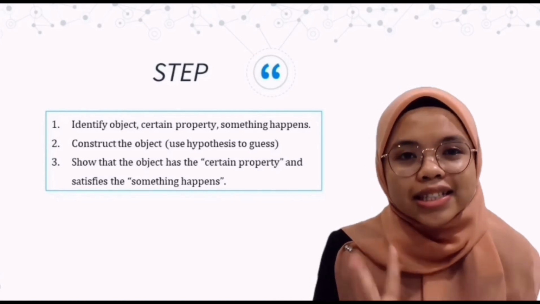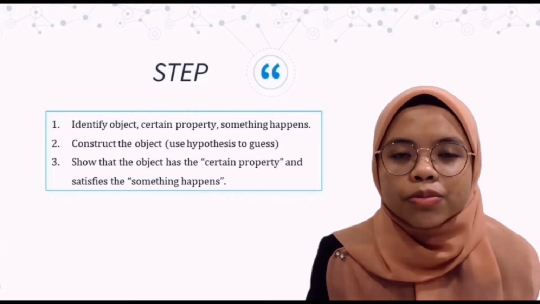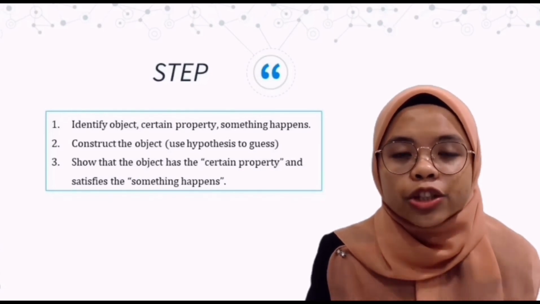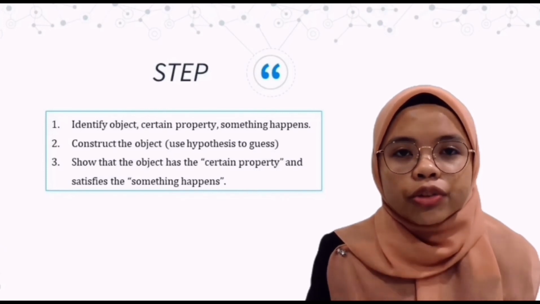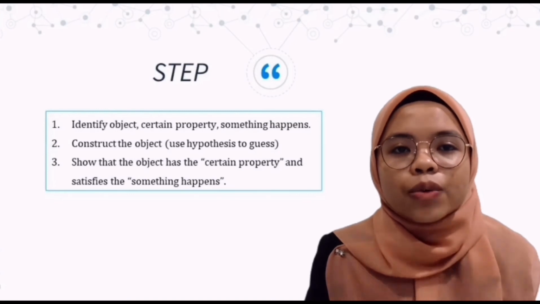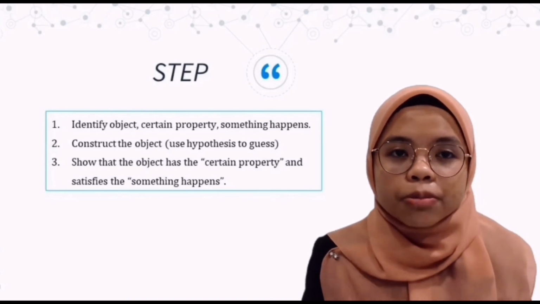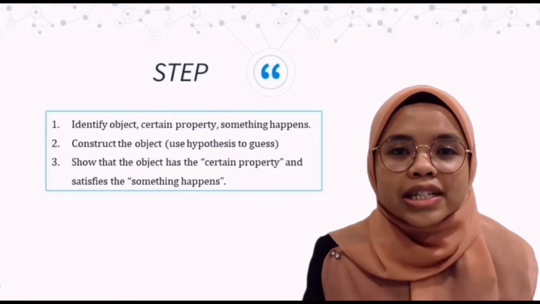Next, the second step is we need to construct the object. We can use the hypothesis to guess which one it is, so it will make us devise an algorithm for the procedure. Lastly, we can show that the object has a certain property and we specify that something happened.